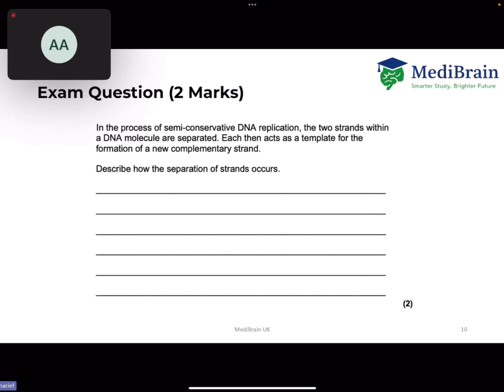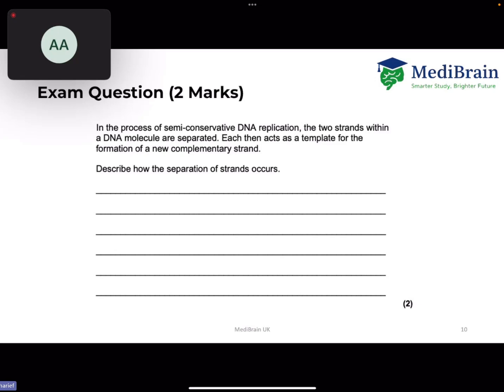Okay, so our first exam question states, in the process of semi-conservative DNA replication, the two strands within a DNA molecule are separated. Each then acts as a template for the formation of a new complementary strand. Describe how the separation of strands occurs. Okay, so we've looked at this already. How does the separation of two DNA strands occur?